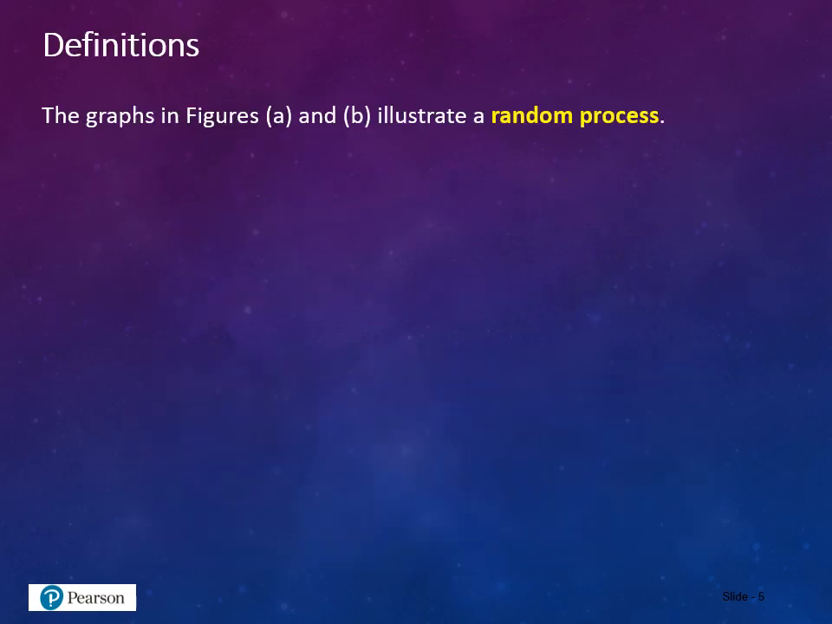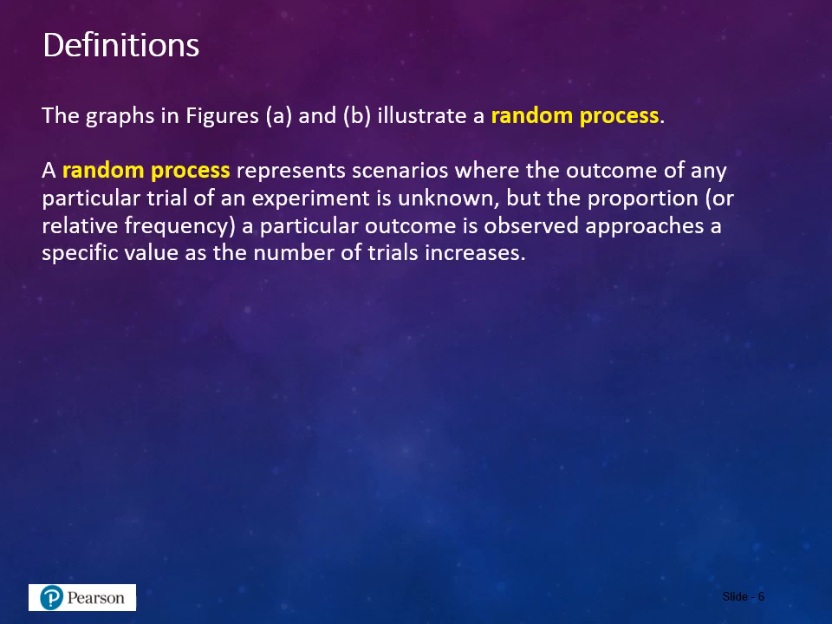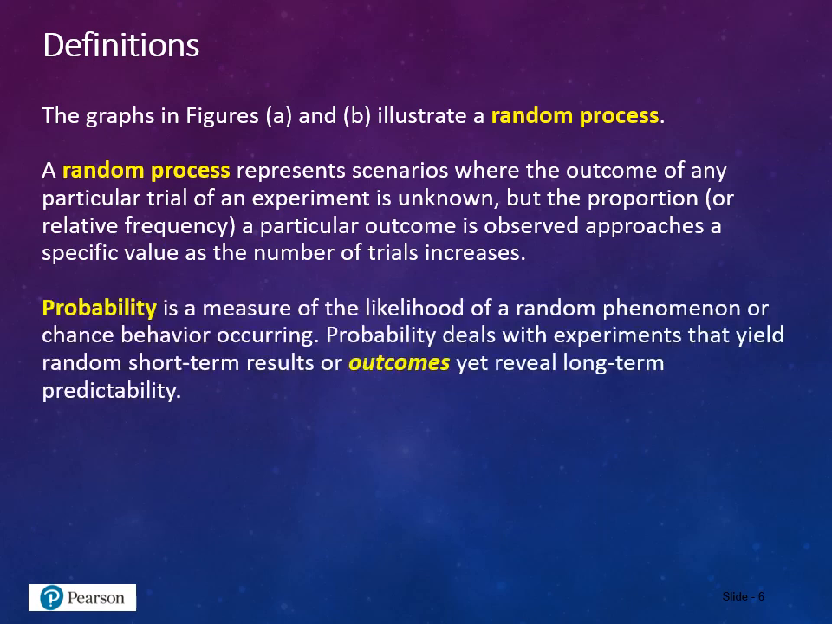The graphs and the figures we just looked at, A and B, illustrate a random process. A random process represents scenarios where the outcome of any particular trial of an experiment is unknown, but the proportion or the relative frequency a particular outcome is observed approaches a specific value as the number of trials increases.